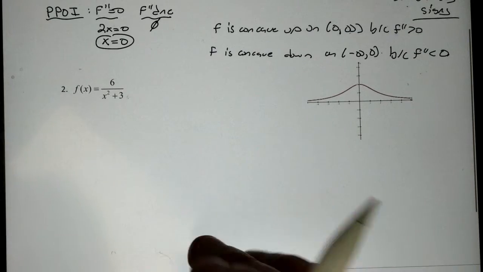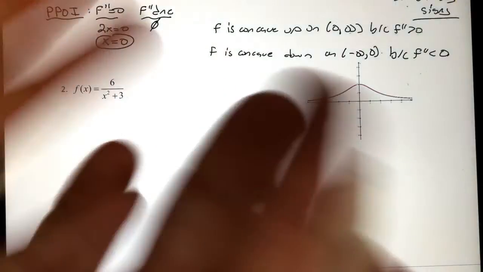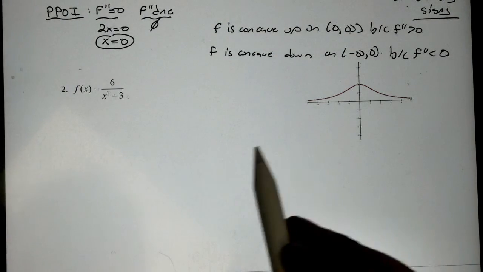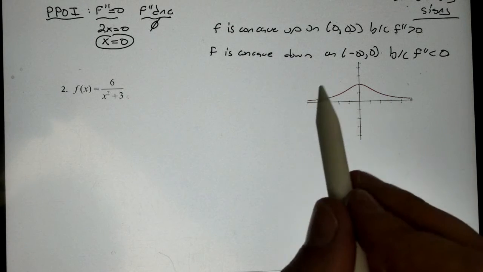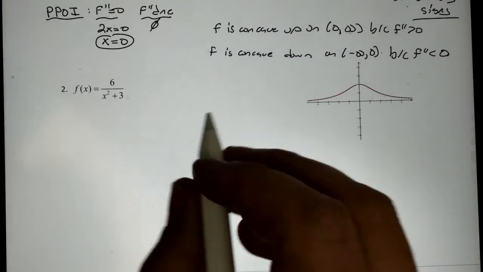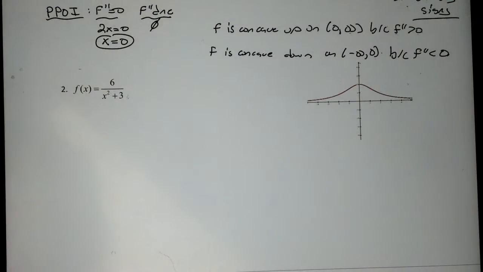Number 2. Here we have a curve, one of the witches of Agnesi, and they call it that because they make this kind of like a little bell curve right here. It looks kind of like a little, maybe like a witch's hat. So we want to take the first and second derivative here. So I'm going to do this real quickly.